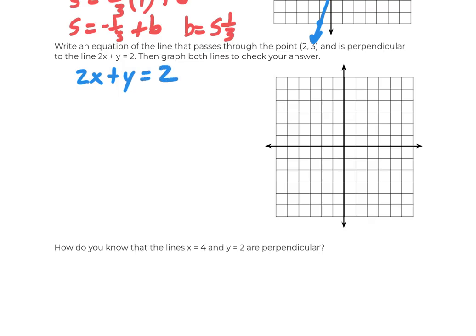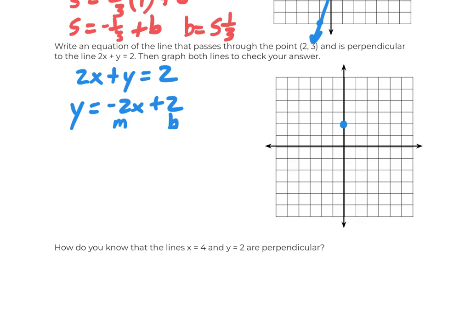So what am I going to have to do to get it into slope-intercept form? Subtract 2x. So this would be y equals negative 2x plus 2. Okay? I can't just look at this equation as it sits right now and say, that's my slope. I got to solve it for y. I got to get y by itself. Once y is by itself, what would be the slope of my original equation? It's negative 2, and this is my y-intercept.